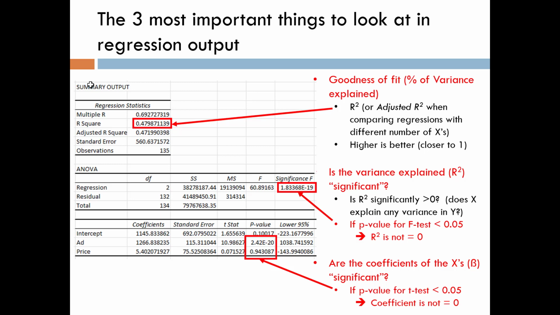Third, in the last section, look at the column titled p-value. This shows the p-values for the tests for the coefficients. In this example, the p-value for ad is less than 0.05, but for price, it is greater than 0.05. So we conclude that the coefficient for price is 0, but for the ad, it is significantly different from 0. Here, the coefficient for ad is 1266.84, which means that every time an ad is run, sales increase by that many units on average.